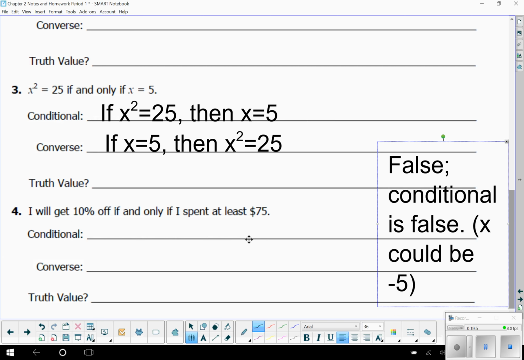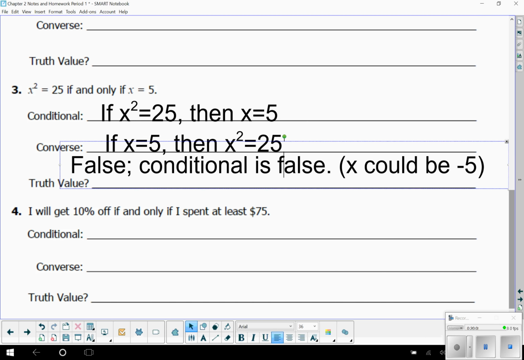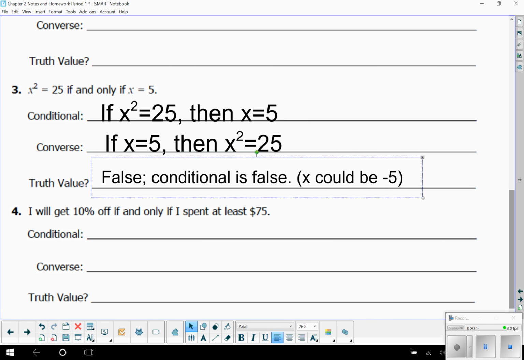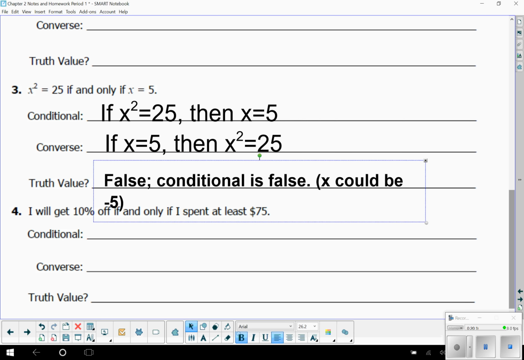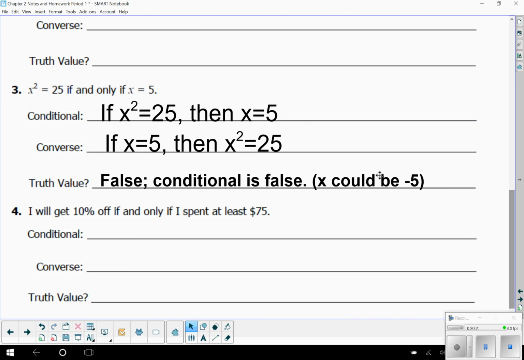So you have to be careful when you make these statements, because you have to be really careful about if one's true, the other's true. Make sure you really pay attention to what's being said. All right, moving on. Number 2 is false. Number 4 is true. Thought you guys would want to hear that.